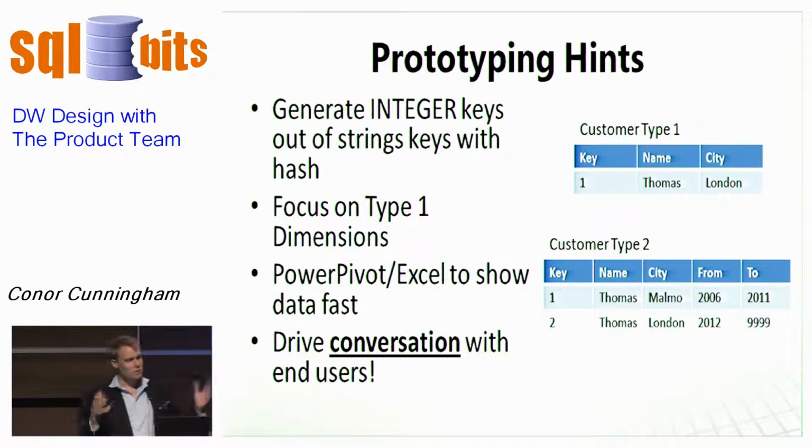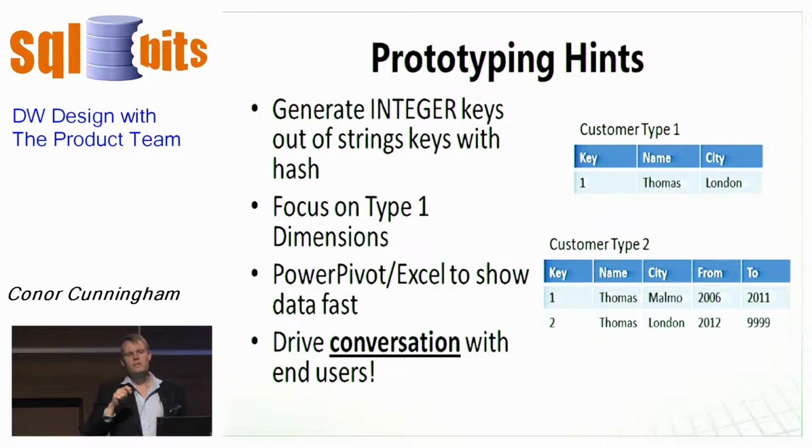There's this notion of type 1 dimensions. Those are dimensions that don't track history. Business users like to say that they always want to track history. So for example, the top one here that you see to the right is a type 1 dimension of me. I live in London at the moment. But business users often want something like the bottom one, where they know where I used to live, so that they can correlate the facts they have to where I used to live.